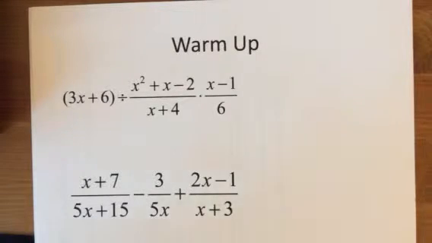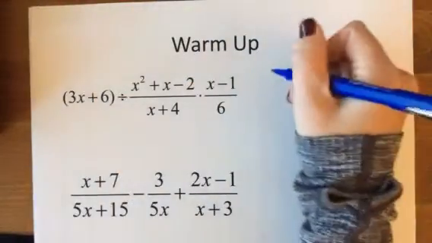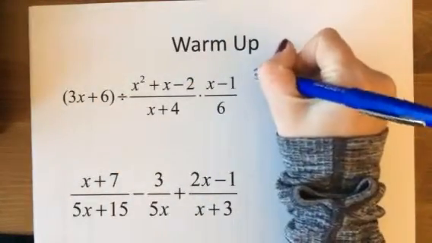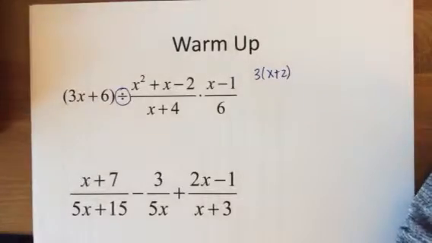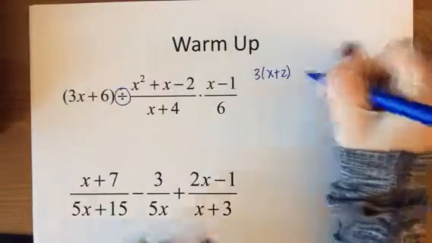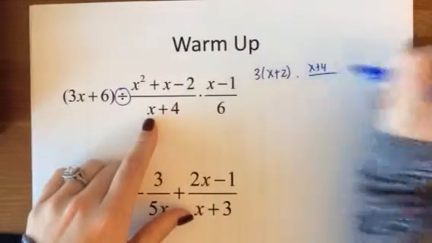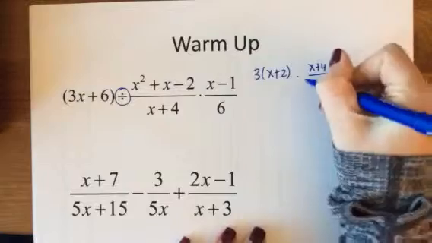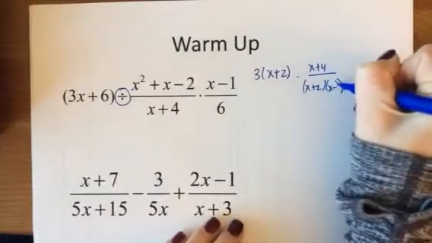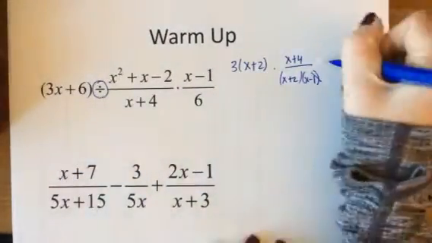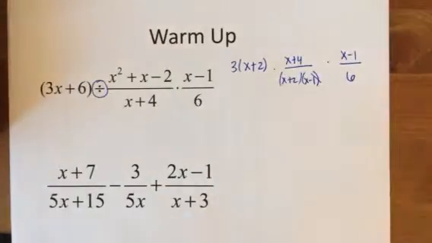Now remember, when we're multiplying and dividing, we want to factor everything as much as we possibly can. So if I look at this first factor, I can bring out a 3. I have a GCF of 3, and that's going to leave me with x plus 2. Then I'm dividing by this, so when I'm dividing, I end up flipping my fraction and multiplying. So I'm going to multiply by x plus 4 on top, and I need to factor this out on bottom. That's going to give me x plus 2 and x minus 1. And then I'm going to multiply by x minus 1 over 6. That doesn't factor any more.